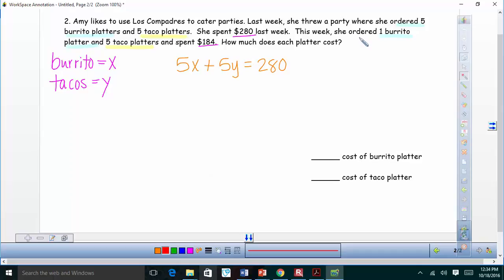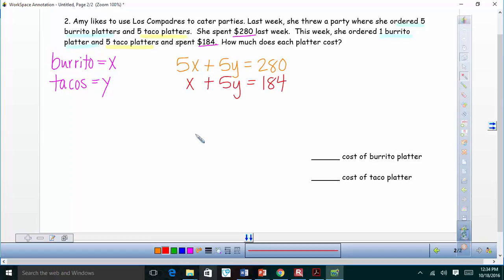Same thing for the second. The second week she ordered how many burrito platters? So it would be x plus 5y. Very good. And how much did she spend? 184. Good. Okay, so would we rather solve this by elimination or substitution?